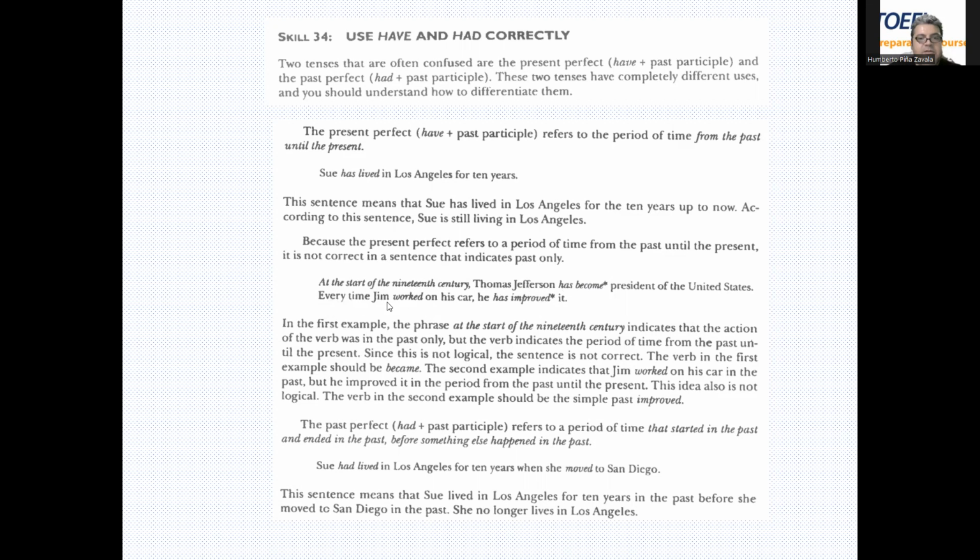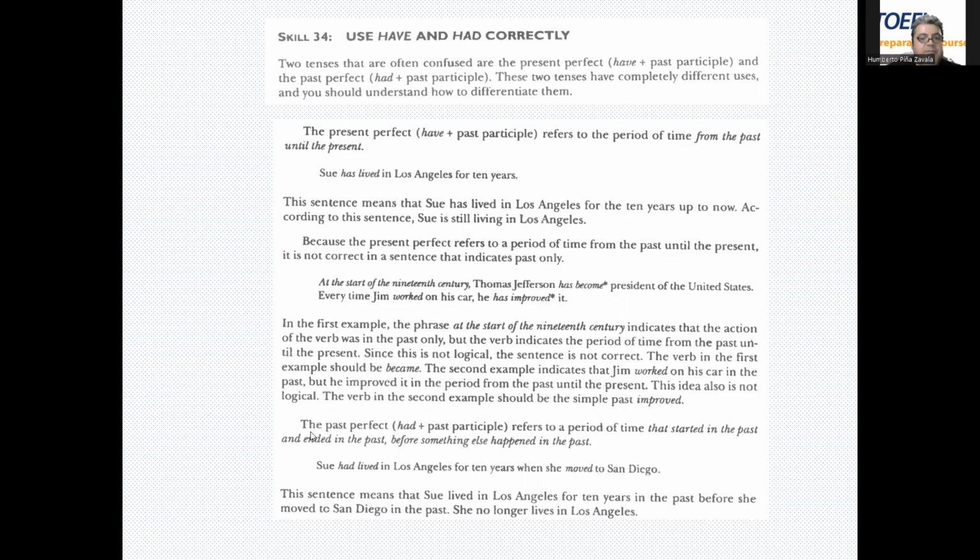Number two, every time Jim worked on his car, he has improved it. The second example indicates that Jim worked on his car in the past, but he improved it in the period from the past until the present. This idea also is not logical. The verb in the second example should be in the simple past, improved. Every time Jim worked on his car, he improved it.